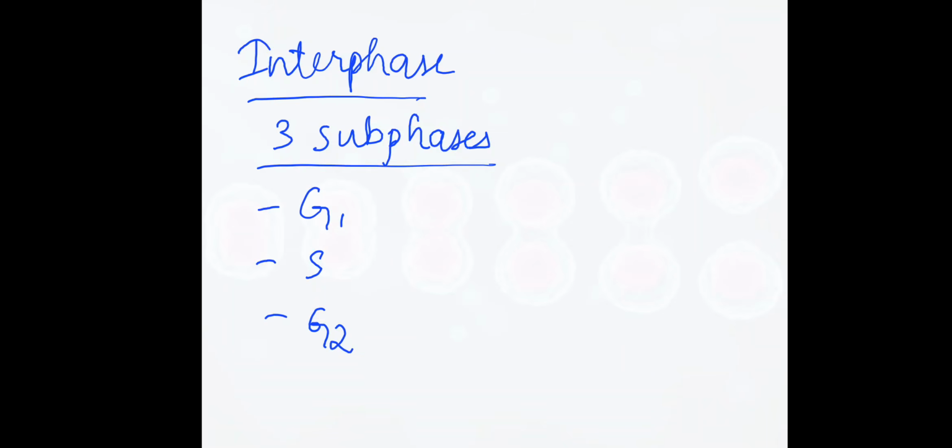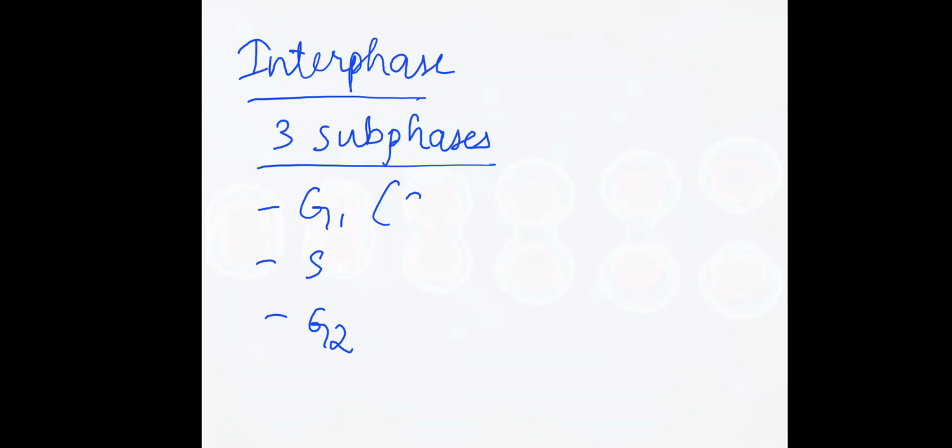Next, under interphase there are many subphases. Interphase is a long phase where two events are happening: DNA replication and cell growth. So it is a very active phase. In interphase there are three subphases: G1 phase, S phase, G2 phase.